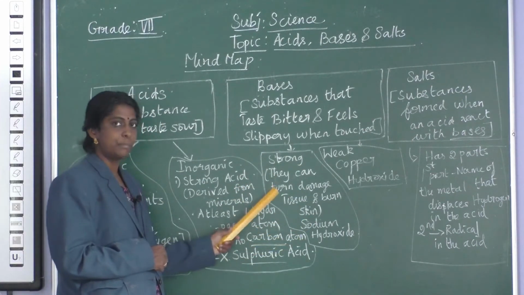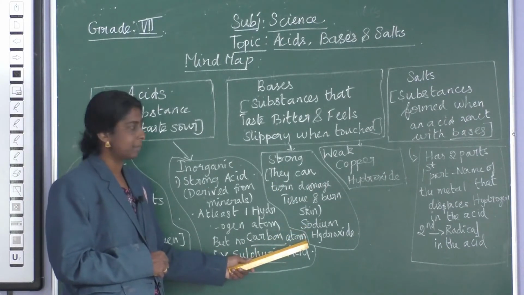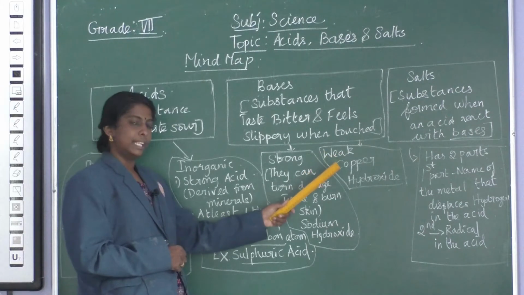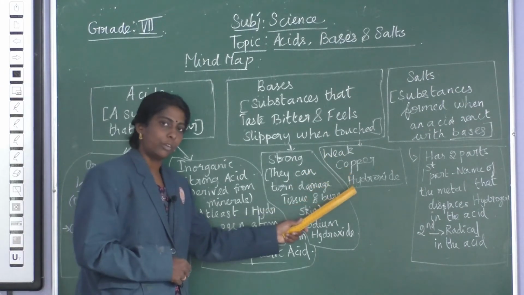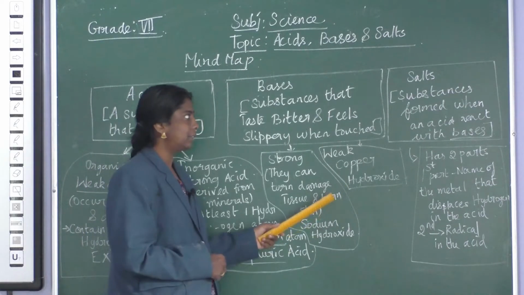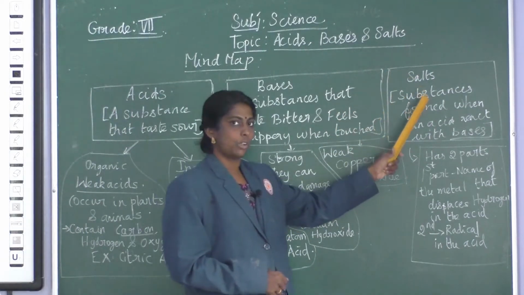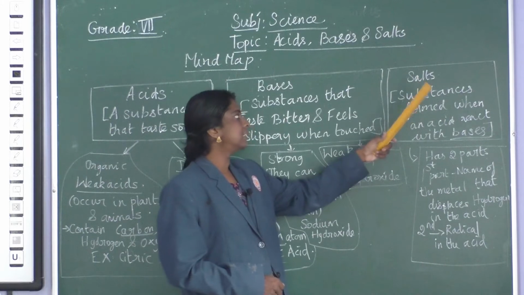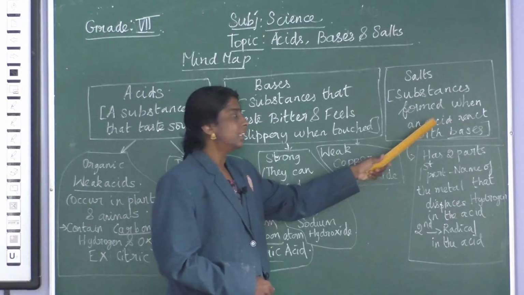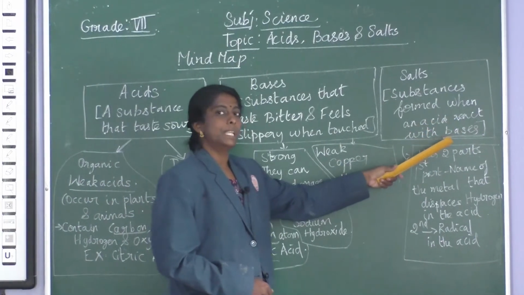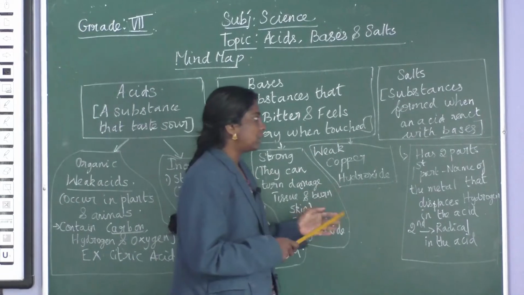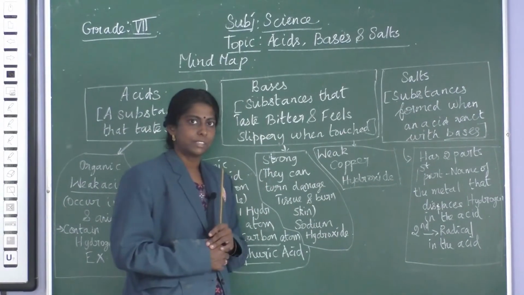For example, sodium hydroxide. And then about weak bases, for example, copper hydroxide. Clear, children? Yes. Now the third part of this chapter, that is salts. What do you mean by salts? Substances formed when an acid reacts with a base.